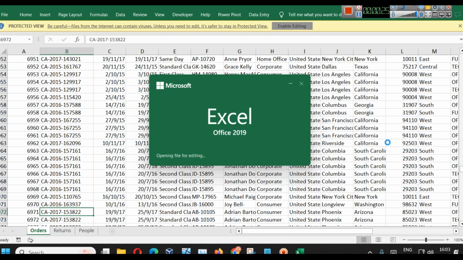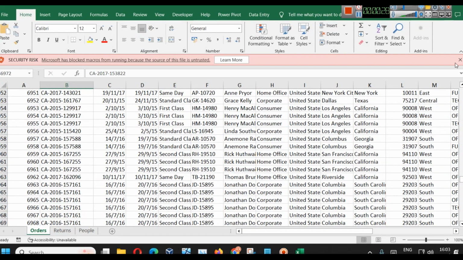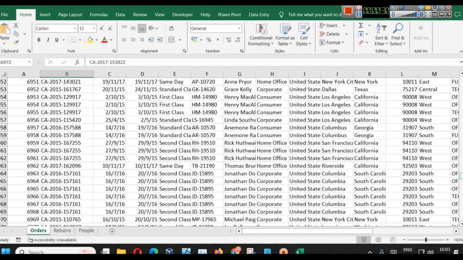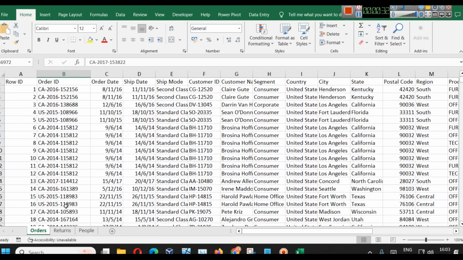This sample superstore data set, as the name suggests, is a data set where you have orders. It's a data set of about 10,000 rows, you can see here.